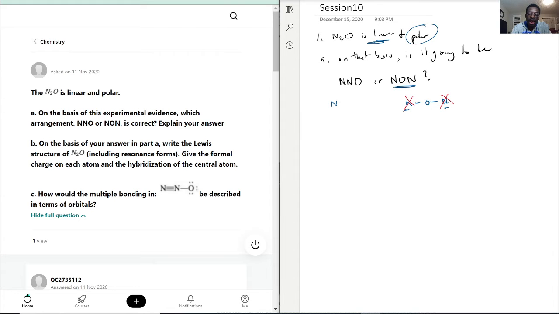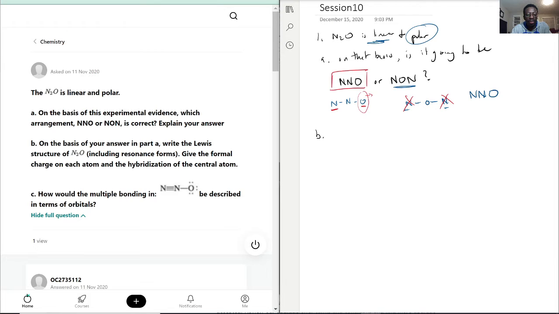But NNO, the difference here is that now nitrogen is in the middle, we have one nitrogen on the end and one oxygen. Because oxygen has a greater electronegativity than nitrogen, this would be the part that pulls in more than the nitrogen on the left side. With this being said, on the basis that it's linear and polar, the NNO would be our theoretical arrangement for this molecule.